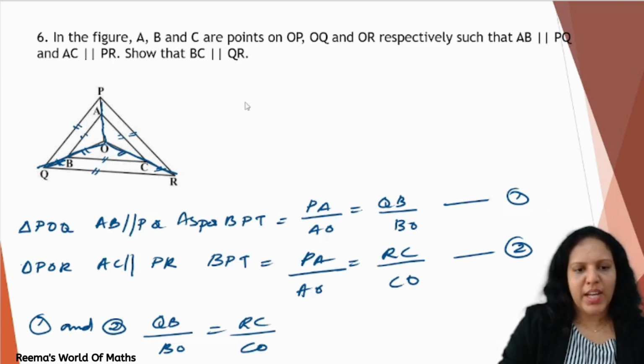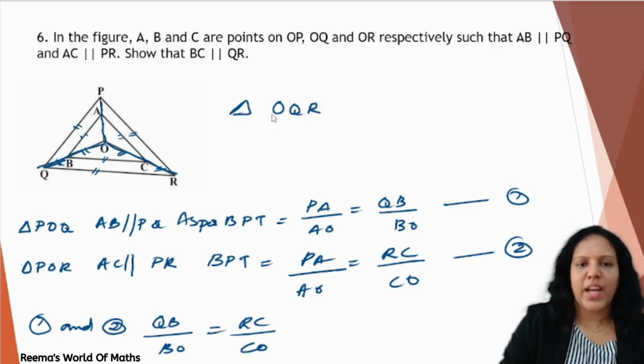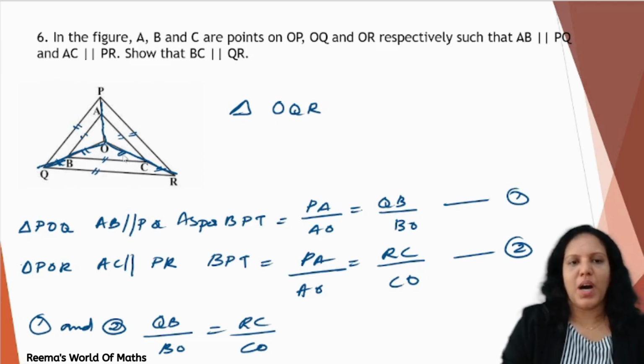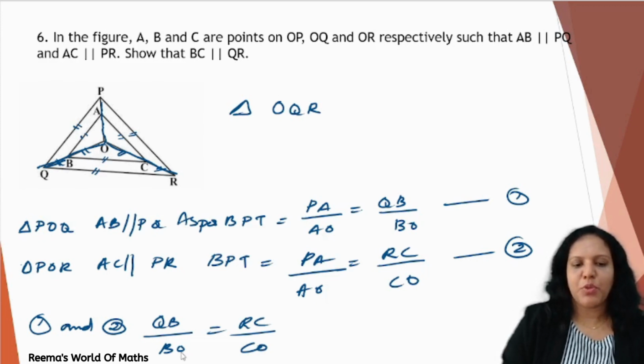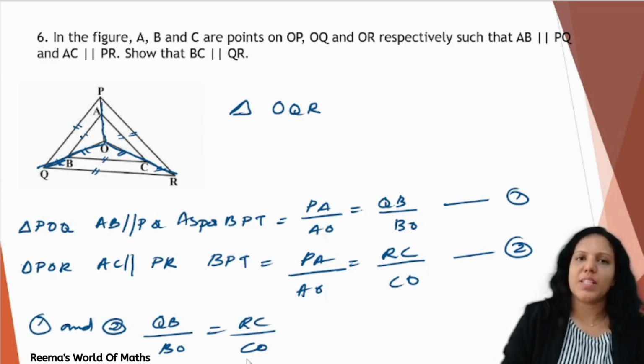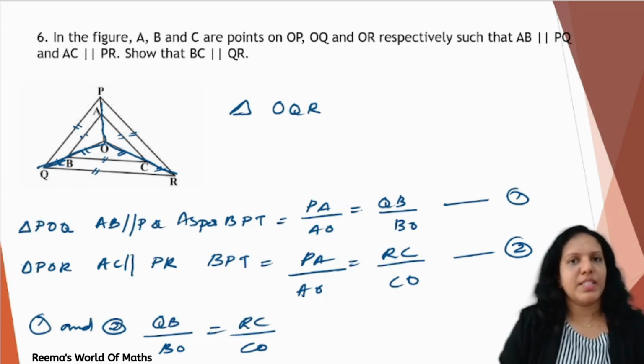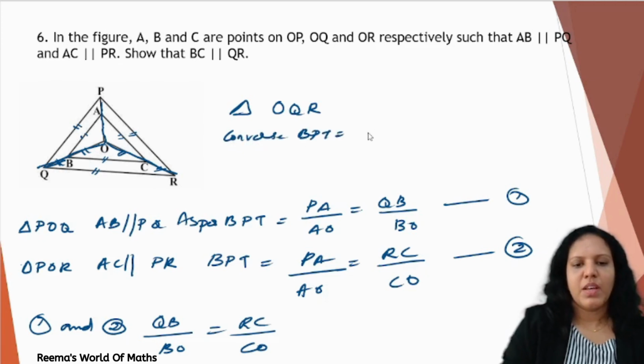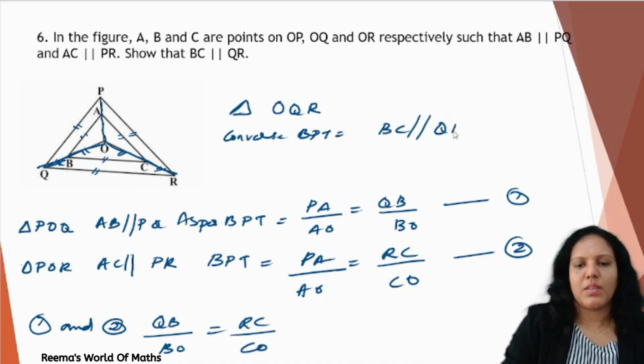So let's look into the triangle OQR. In triangle OQR, BC is a line intersecting the other two sides of the triangle. We have proved that QB by BO is equal to RC by CO. So using the converse of the basic proportionality theorem, as per converse BPT, we can say if QB by BO is equal to RC by CO, then BC is parallel to QR.